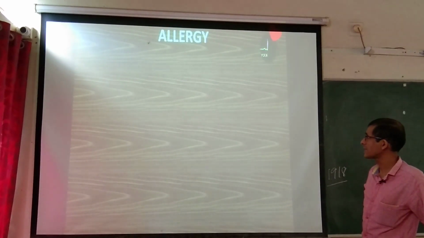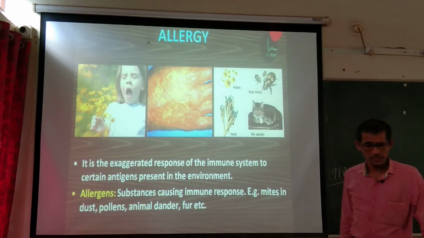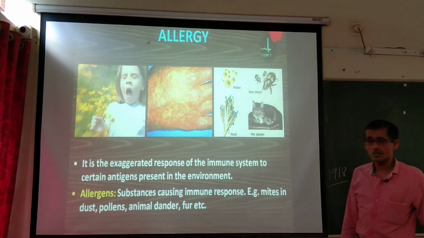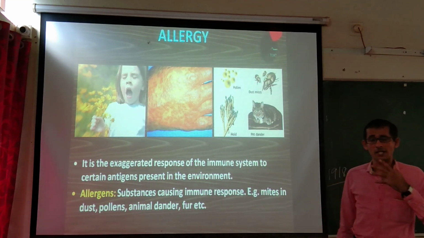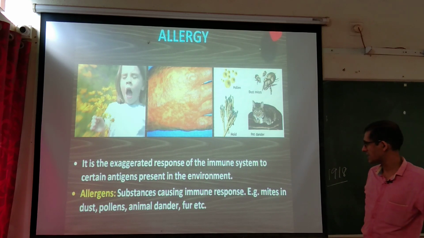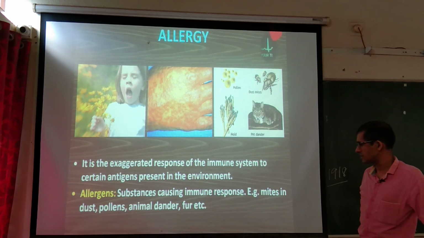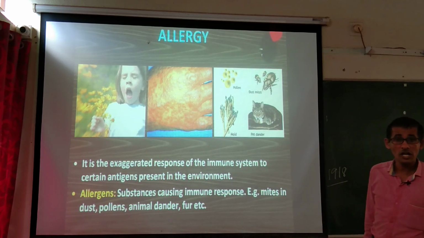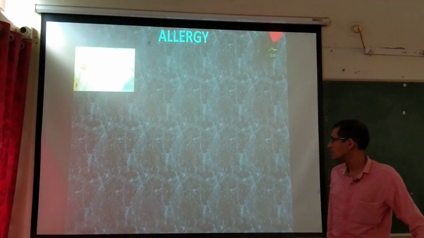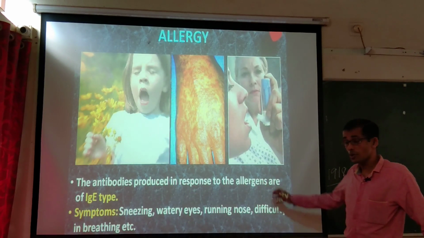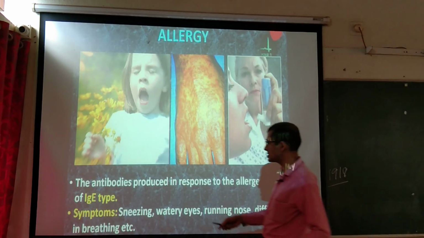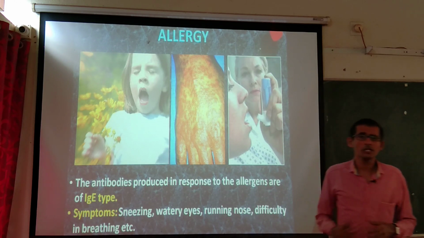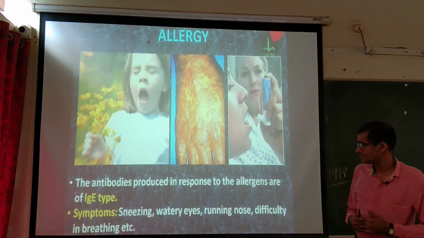And next, allergy I have also mentioned. Allergy means what are allergens? Allergens are substances causing an immune response. Here an exaggerated immune response takes place under allergy, isn't it. As a result, fighting against the antigen takes place. The major allergens are mites in dust, pollen grains, animal dander, fur, even fumes can cause allergy. During allergy, remember, make a note of it, IgE type of immunoglobulins are produced at a higher rate.